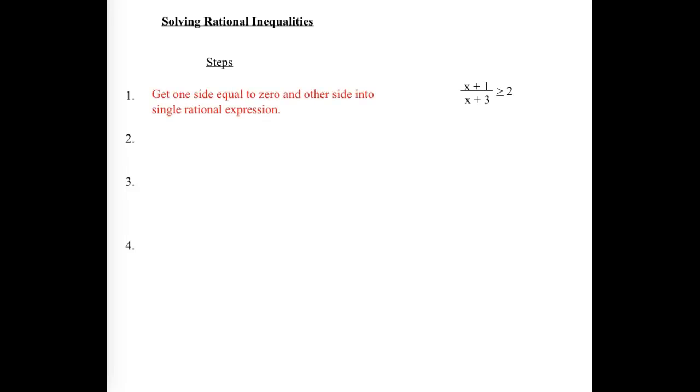The first step, we want to get a 0 on one end. All right, this is a little trickier than we had yesterday with just regular polynomials. All right, we need to get a 0 on one end. And the other side, we need to have it as a single rational expression. That means if we have pieces to move over, we need to get common denominators. We need to get it to be a single fraction. Okay? So the first step I'm going to do is I'm going to bring that 2 to the other side.